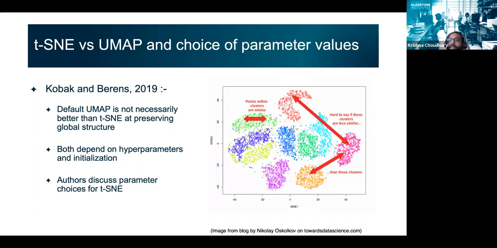So the optimization algorithm is focusing on local structure. But if we start with something which preserves the global structure, then that global structure will trickle down, and it will be traded off. Some of it will go away. The global structure will, of course, be distorted in the interest of preserving the local structure also.